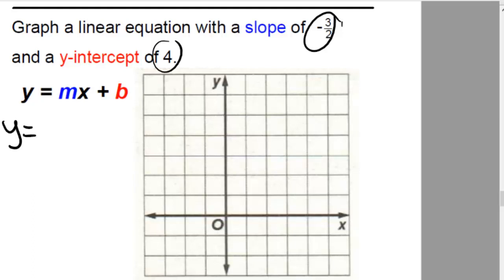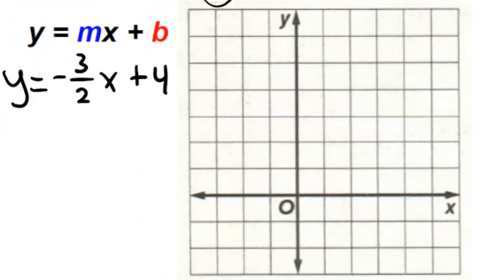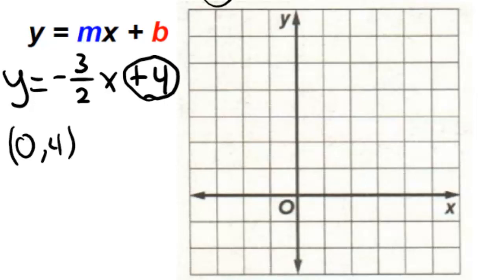So y equals -3/2 is the slope, x plus the intercept of 4. When we graph these, we don't really have to create a table of values when it's written this way, because we have a point to start with, which is this point here. Remember that is really (0, 4). That's what the y-intercept stands for. So 0, 1, 2, 3, 4 is right here. Then we can use the slope, which is -3/2, to find other points on the graph.